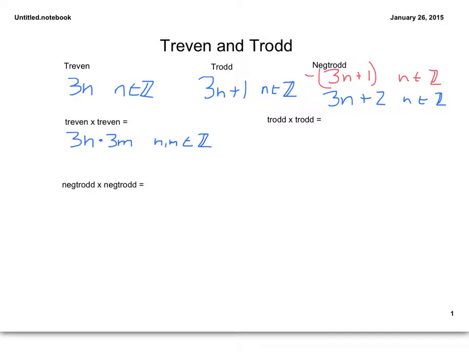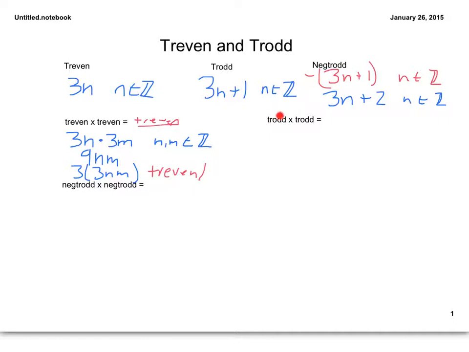Okay, so what do we get? Multiply those together, I get 9nm, and now I'm going to factor out a 3. So, outside I have a 3. This whole thing here, 3 times n times m, that is going to be some kind of integer, if anything. I could call it p, so then I have it in the form of 3 times p, and that is in the form up here. So this is going to be a treven number. So I'll put that up here. This is treven.